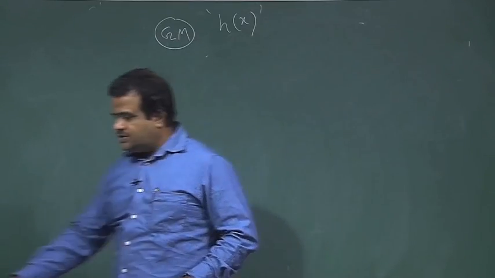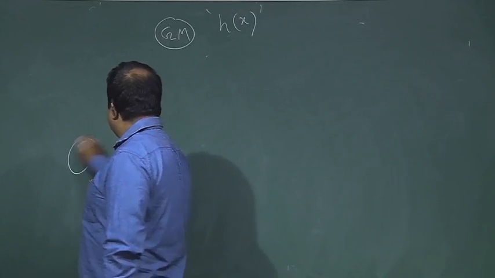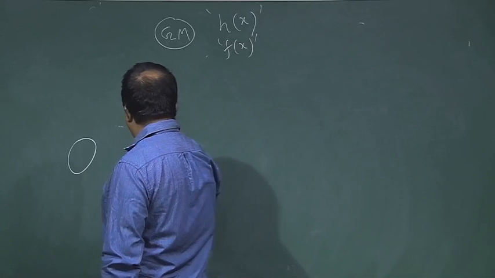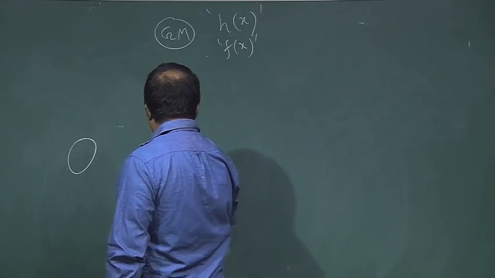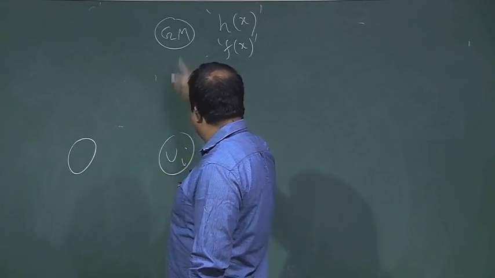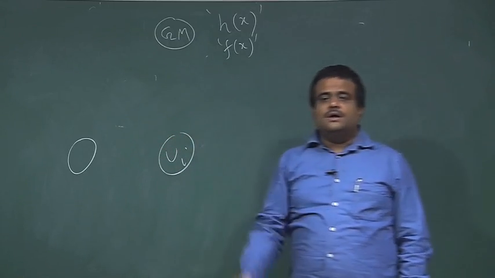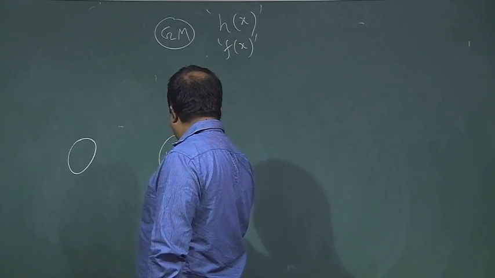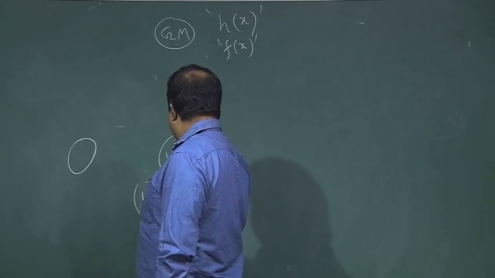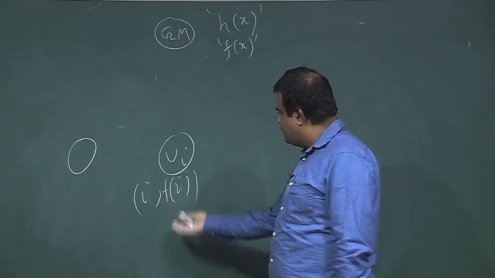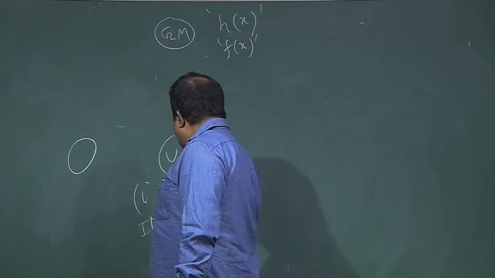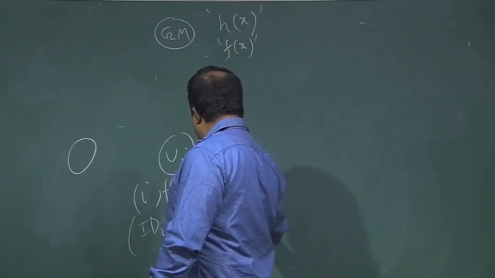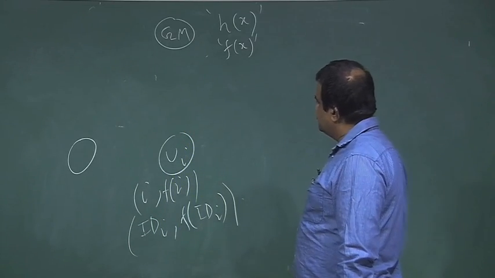Now, suppose the user is joining initially. Both f(x) and h(x) are t degree polynomials. What the GM gives to user UI at the time of registration is f of the identity of I, that is f(ID of I). This is the value the user holds.